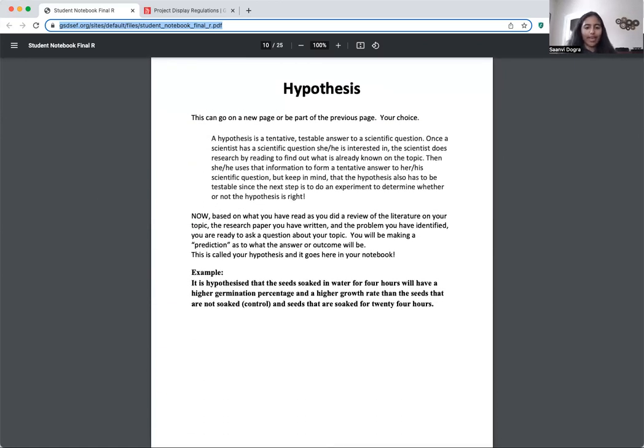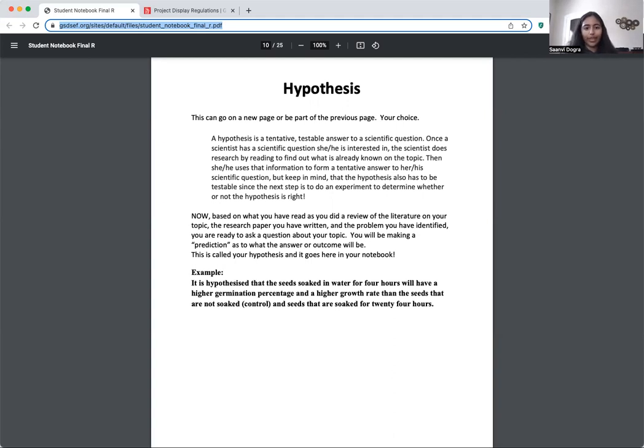Okay, and then this is the hypothesis, which is directly answering the research question that you just stated on the last page. Some people often put the research question and the hypothesis on the same page since they're pretty related and complementary. So it's basically a testable answer to the scientific question.